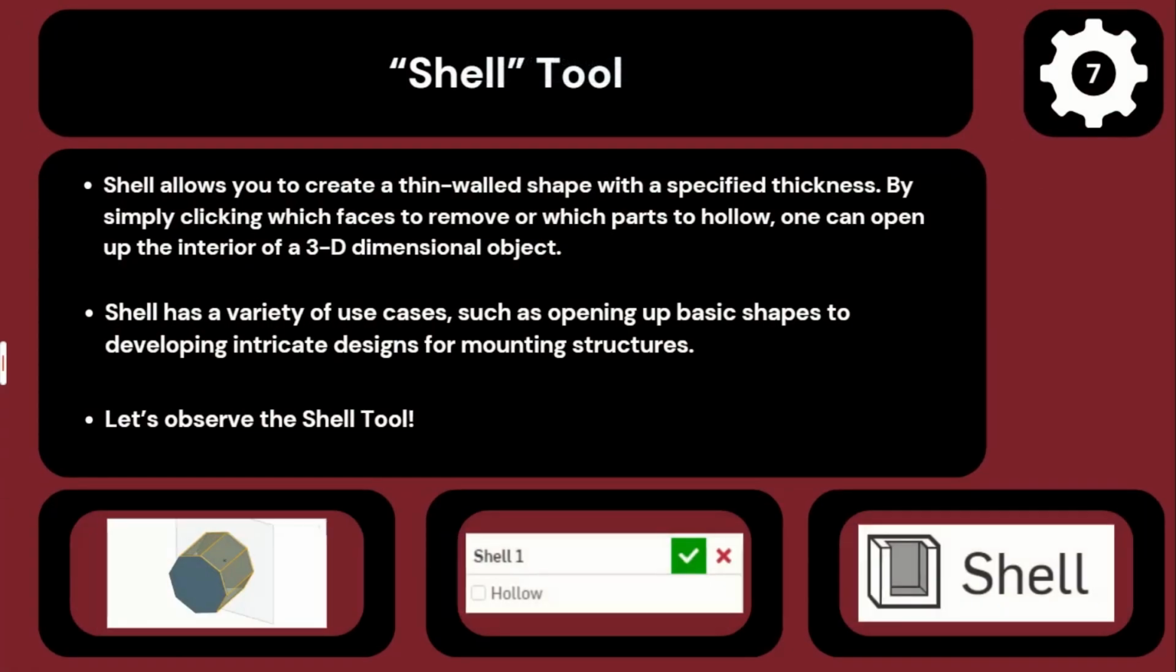So now let's look at shell. Shell allows you to create a thin wall shape with a specific thickness. By clicking on the faces to remove or which parts to hollow, one can open up the interior of the three-dimensional object. Shell has a variety of uses, including opening up basic shapes and developing intricate designs for mounting structures. Let's observe the shell tool.